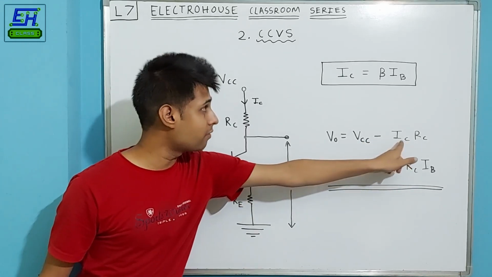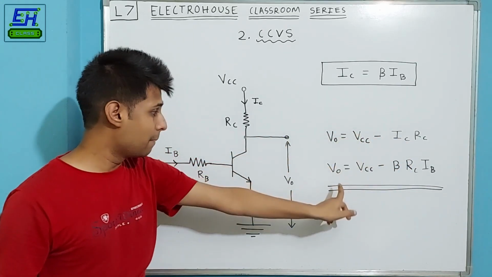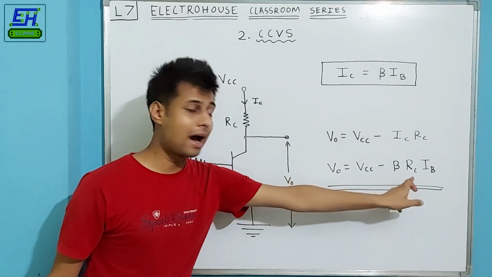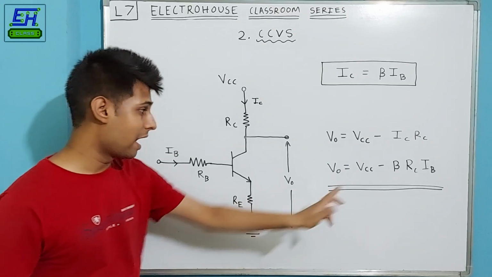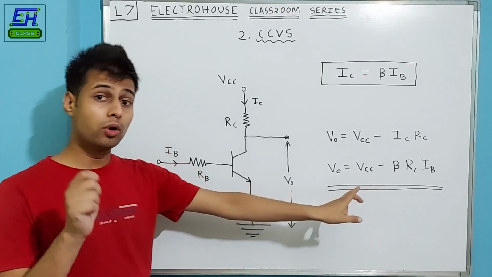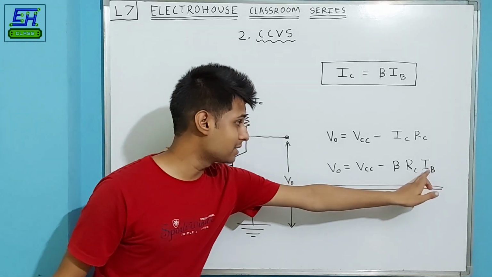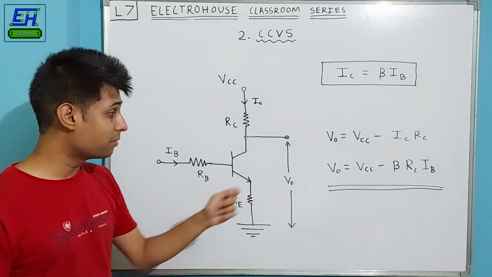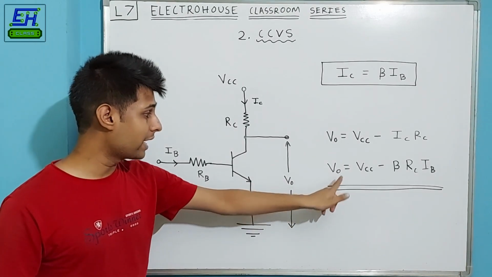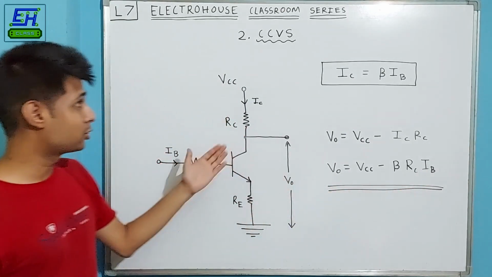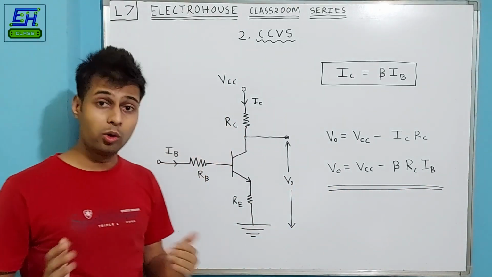Now we can substitute our IC, which is beta times IB. By substituting, we will get beta RC into IB. Now beta and RC are both constant, and even our supply voltage is generally constant, that is VCC. So the only variable here is our input current IB, which is the base current. So hence from this we can conclude that we are controlling an output voltage V0 with respect to some input current IB, and so it is a current controlled voltage source.